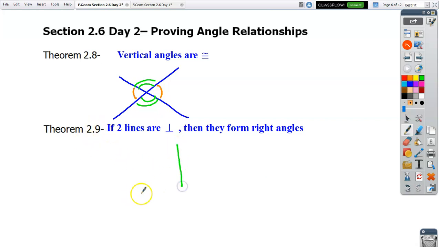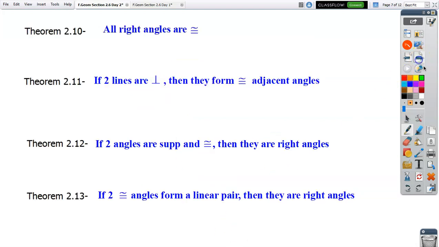Theorem 2.9 says that if two lines are perpendicular, then they form right angles. So perpendicular lines look like the little symbol, which is an upside down T. They make right angles. That's just by definition of perpendicular lines. But we also have a theorem for it just so we can skip ahead to that step. So, those are the first two theorems.